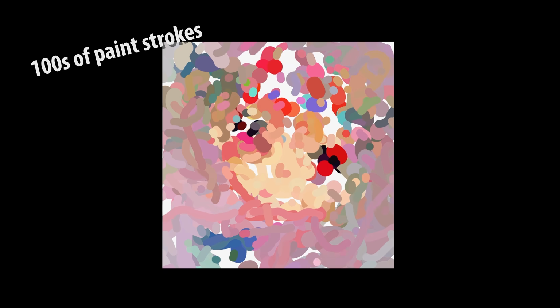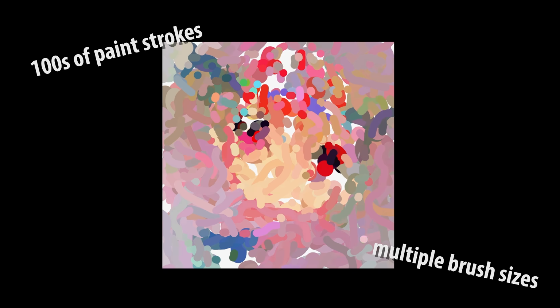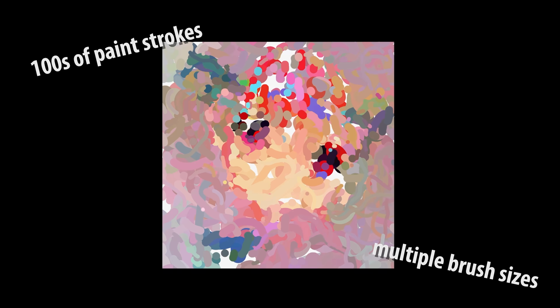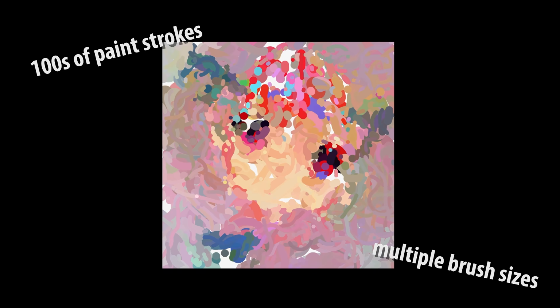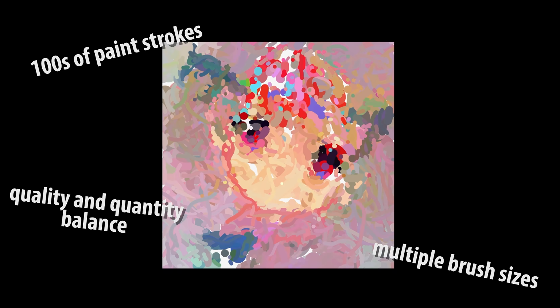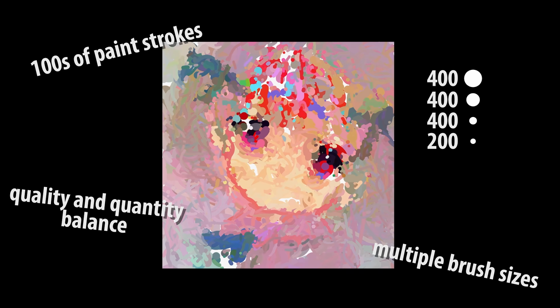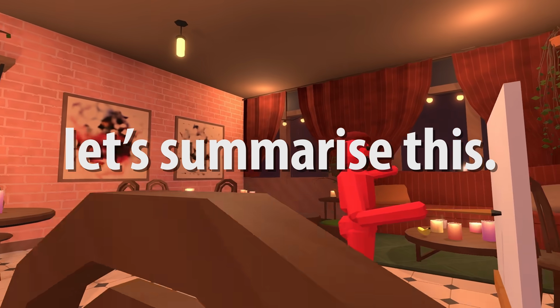We then repeat this whole process with different brush sizes, typically going smaller and smaller. This allows us to quickly fill in the canvas with a big brush at the start and then work on the details later. For my paintings, I found that having 4 brush sizes with 400 strokes each gave really good results. Let's summarize what happened here.